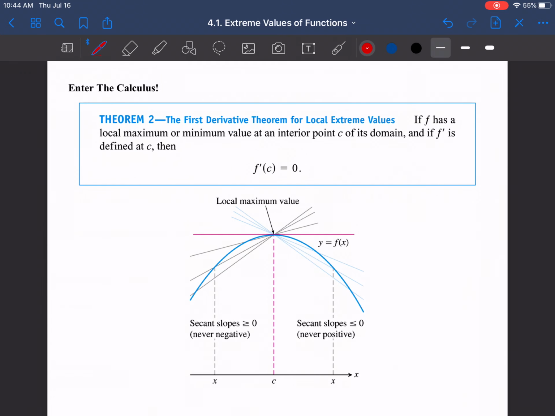So now let's bring in the calculus for this. Here's our theorem 2, the first derivative theorem for local extreme values. If f has a local maximum or minimum value at an interior point c of its domain, and if f prime is defined at c, then the derivative, evaluated at point c, is going to equal 0.